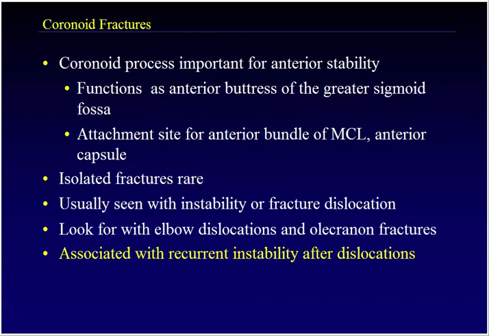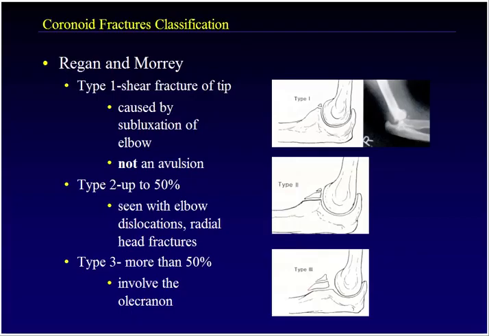If you have a patient that has an elbow dislocation, you can anticipate that if there is a concomitant coronoid fracture, the elbow is likely going to be unstable post-reduction, particularly with large coronoid fractures. The Mori classification of coronoid fractures is based on the size of the coronoid fragment. A type 1 is just a shear fracture. That's caused by subluxation of the elbow and does not represent avulsion.